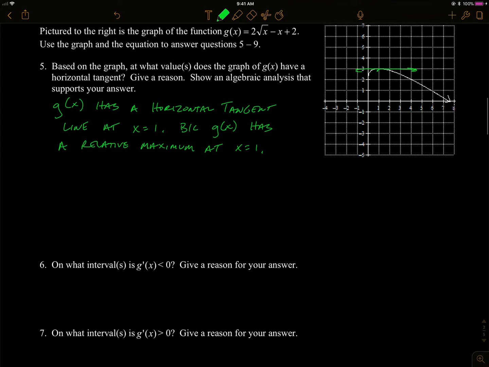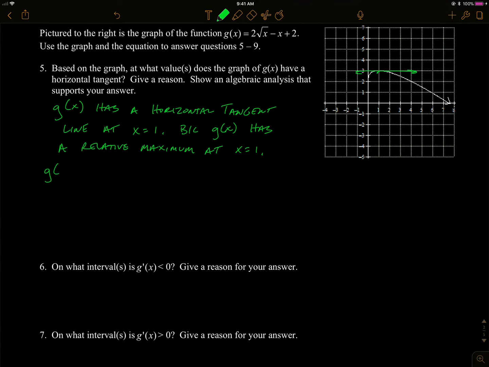Now we want to show that that is actually the case. So if I take the derivative, I should be able to show there's a horizontal tangent line there. So I'm going to rewrite g of x. So then g prime of x becomes x to the -1/2 minus 1, which is 1 over the square root of x minus 1.